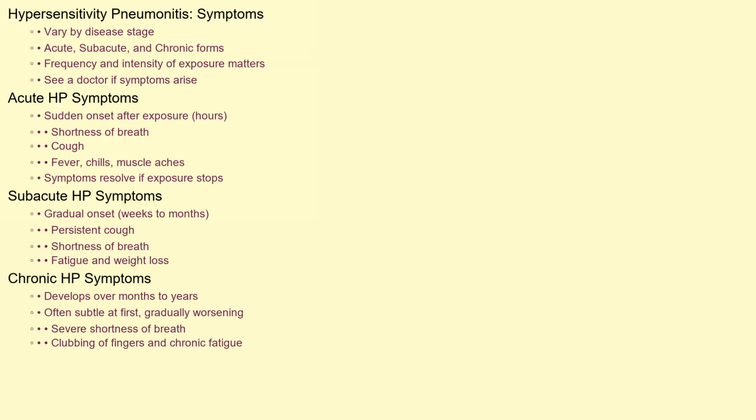In the subacute form, symptoms develop more gradually over weeks to months and include a persistent cough, shortness of breath, fatigue, and weight loss. Chronic HP develops over months to years of ongoing exposure. Symptoms are often subtle at first, gradually worsening to include severe shortness of breath, clubbing of the fingers, and chronic fatigue. It's crucial to see a doctor if you experience any of these symptoms, especially if you suspect exposure to a potential trigger.